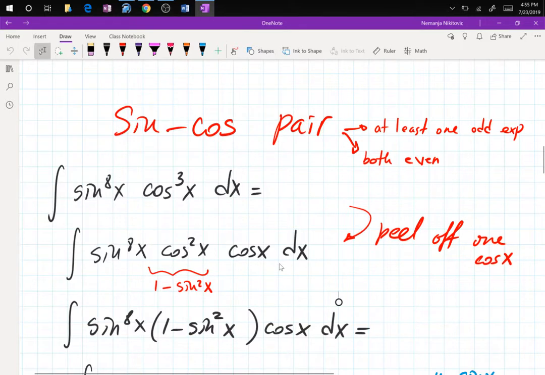Hello and welcome back to Calculus 2. This is section 8.3, part 2 on trigonometric substitution.